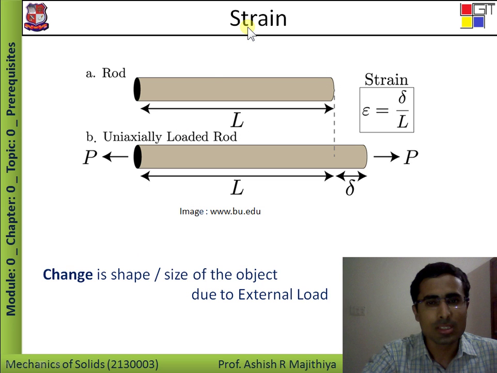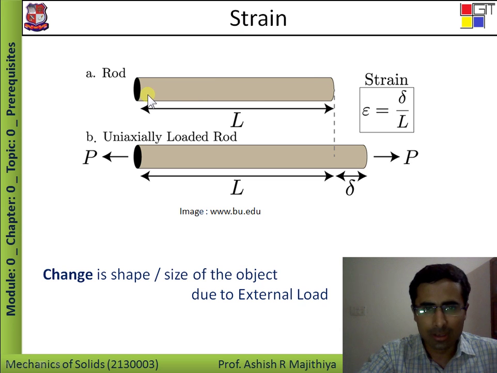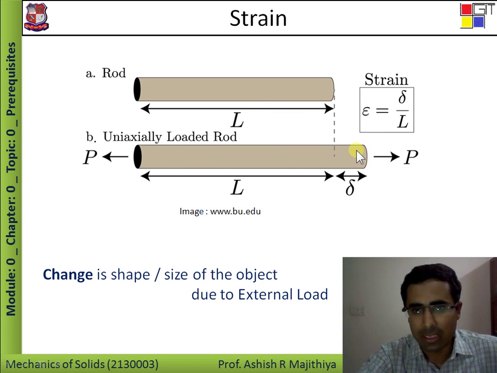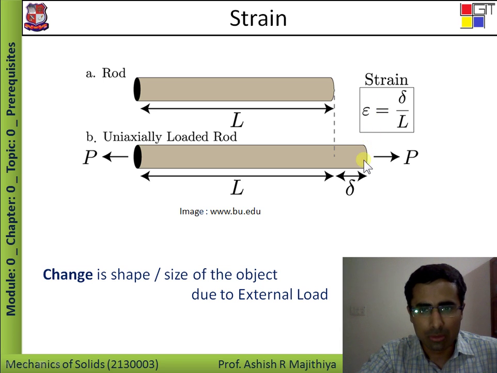Next concept is strain. So whenever the force is applied, of course the deformation will be there. Up to small or large extent it will deform. So the deformation or change in length is delta. So how the strain is calculated? Basically strain is change in shape or size of the object due to external load. So whatever the change takes place in the body, it is called strain.